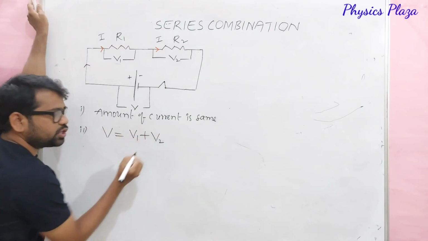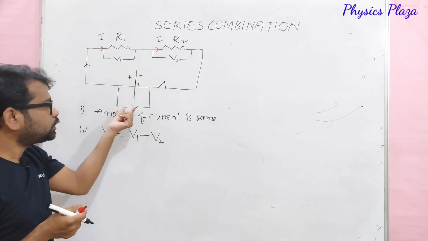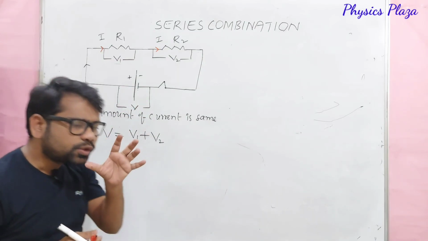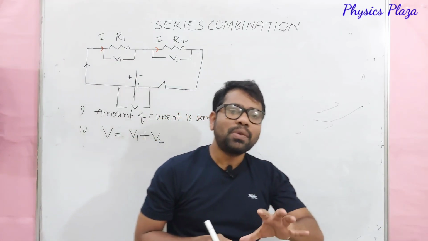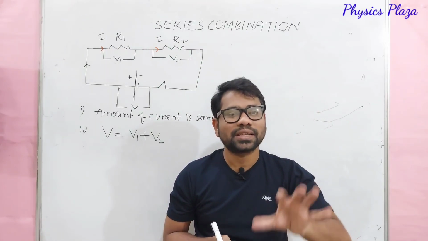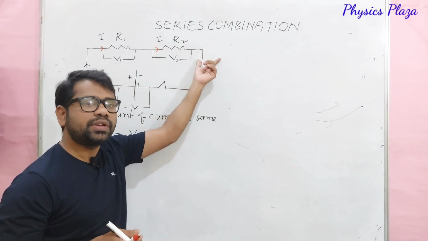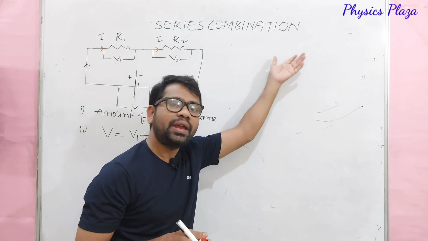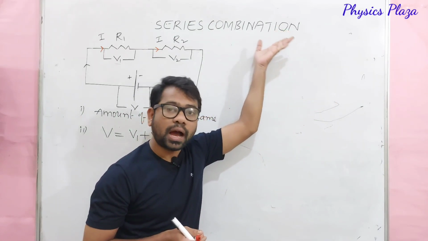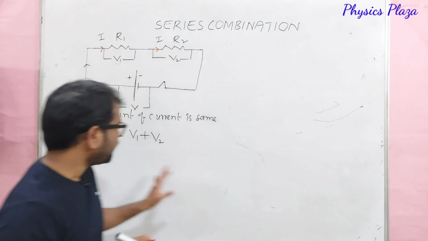Why are we writing like this, dear children? As the potential difference is divided among the resistors, the total potential difference is always equal to the sum of the potential differences across all the resistors in a series connection. For example, if one more resistor is there, across it will be V3, V4, V5. If n resistors are there in series, then across the nth resistor the potential difference will be Vn. So this is very important.